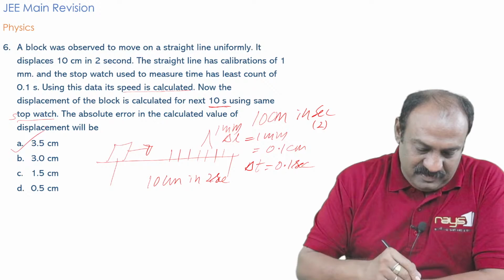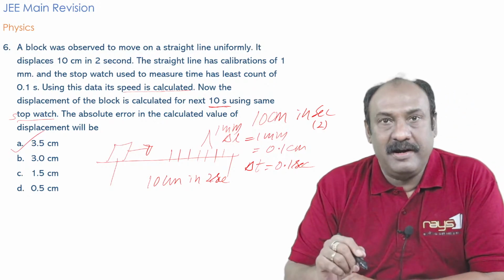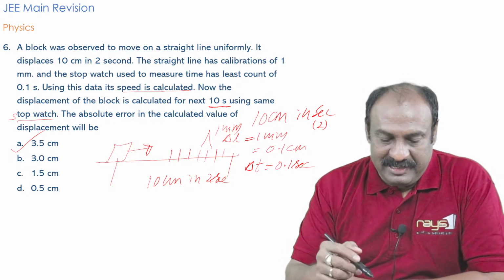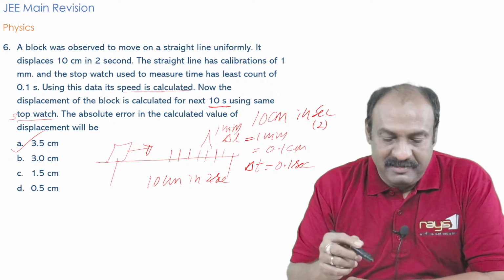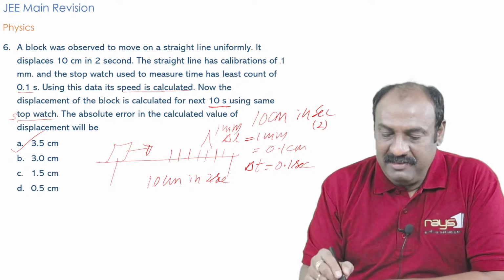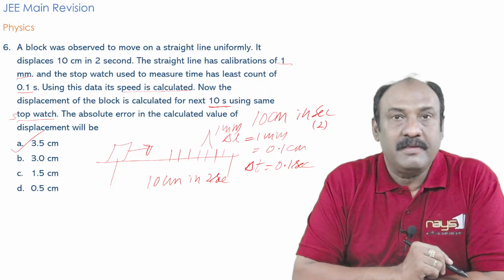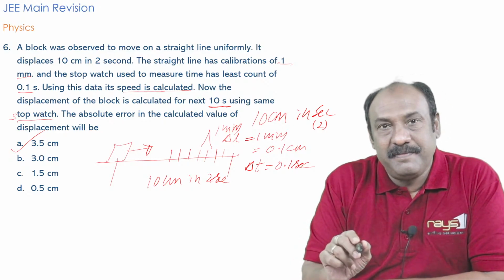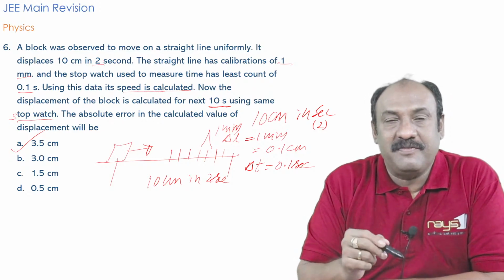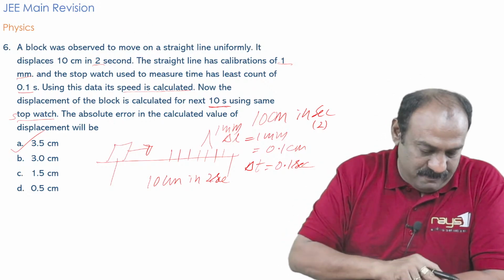So, the answer is A. This is another standard model question regarding errors and measurements. First, I considered the least measurable value of time as 0.1 second and the least measurable value of length as 1 millimeter, that is 0.1 centimeter. I considered the error for the first 2 seconds regarding velocity, that is the percentage of error in the measurement of velocity based upon this data, as 6%.